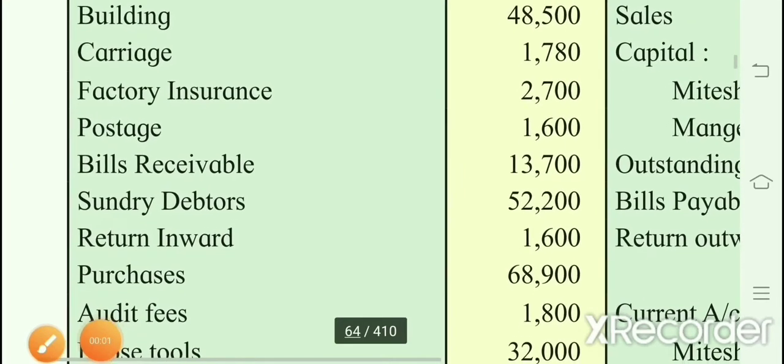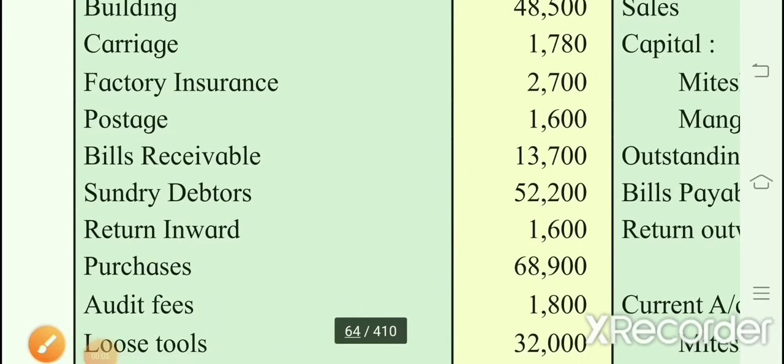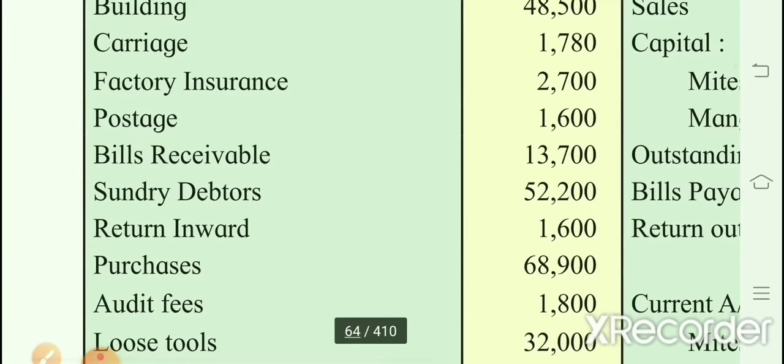Next is factory insurance. On debit side of trading account, we will write this item because it is the insurance of our factory. By rupees 2,700, post it to debit side of trading account. Next, postage. On debit side of profit and loss account, by rupees 1,600, post this item. Next, bills receivable on asset side. Sundry debtors on asset side.